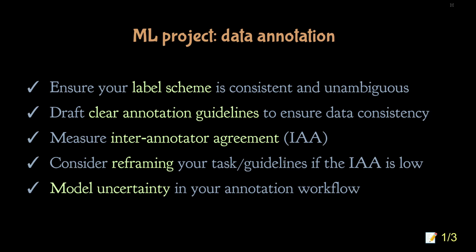First off, about the data annotation. It's super important to ensure that your label scheme is consistent and unambiguous. If you're doing annotation, definitely draft clear annotation guidelines to ensure data consistency. If you're lucky enough to have multiple annotators, definitely measure inter-annotator agreement and plot some analyses with this data to find ambiguous cases and see what they mean. If the inter-annotator agreement is low, consider reframing your task, checking the ontology, and making some adjustments there.